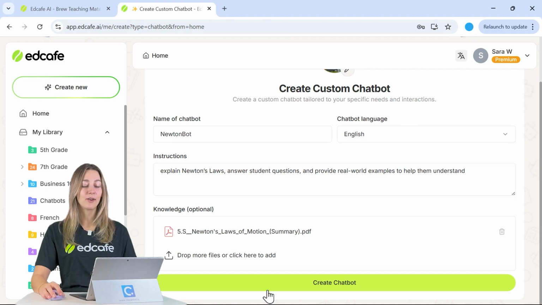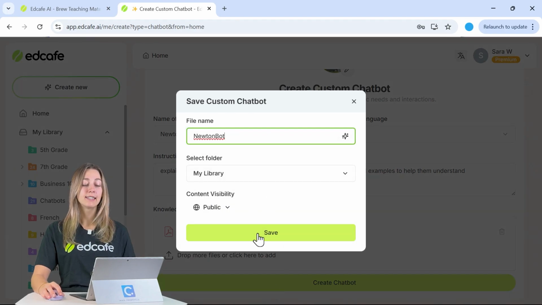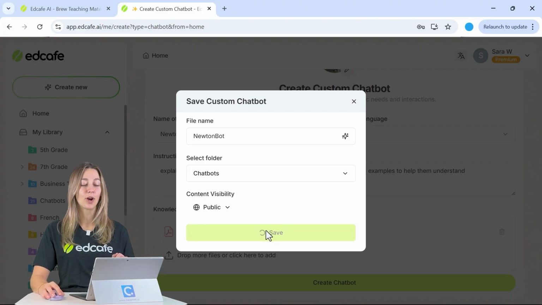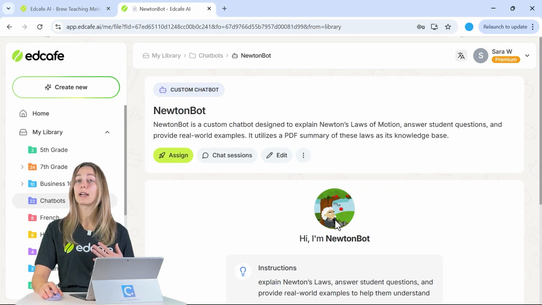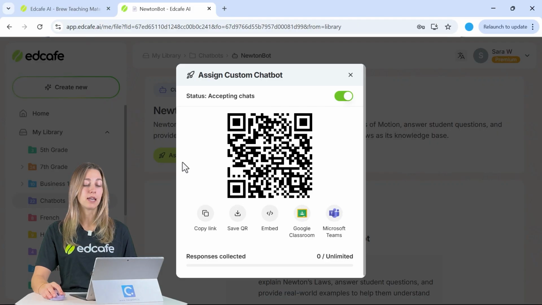Excellent. Once that's all done, we can create our chatbot, save it in our EdCafe AI library. That way it's easily accessible for us in the future. And then we can test out this chatbot here, or we can directly share it with students. You can share it by clicking this Assign button here, and you can copy the link and share it with them this way, or you can also embed this into your LMS system, or use Google Classroom or Teams, or simply just have them scan that QR code.